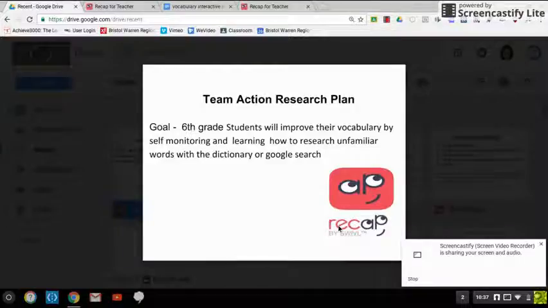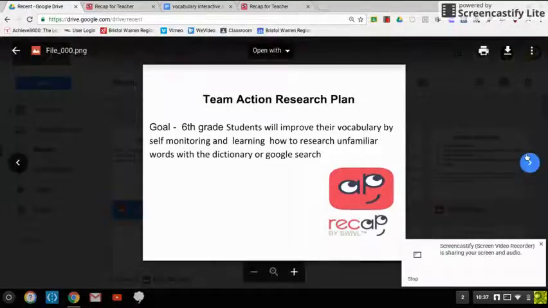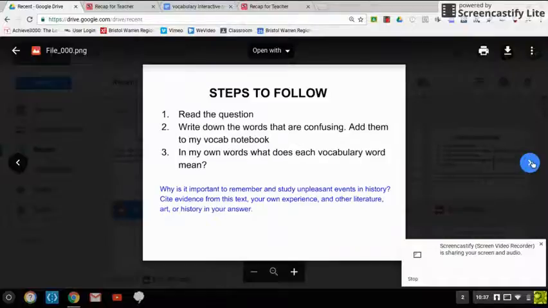Our team action research goal was to improve vocabulary using the Recap app. We wanted students to use the video response app to use self-talk skills to improve their vocabulary. So we had the students follow these steps.